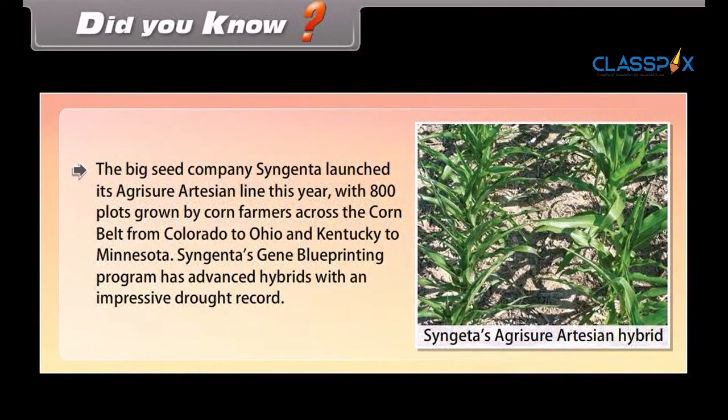Did you know? The big seed company Syngenta launched its Agrishow Artisan line this year with 800 plots grown by the corn farmers across the Corn Belt from Colorado to Ohio and Kentucky to Minnesota. Syngenta's gene blueprinting program has advanced hybrids with an impressive drought record.